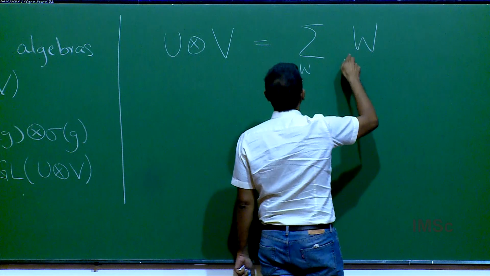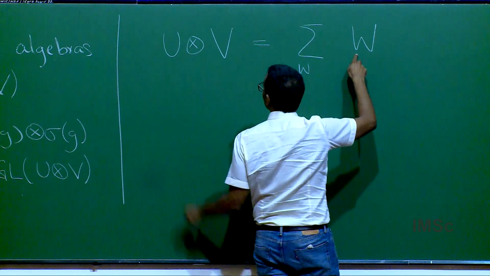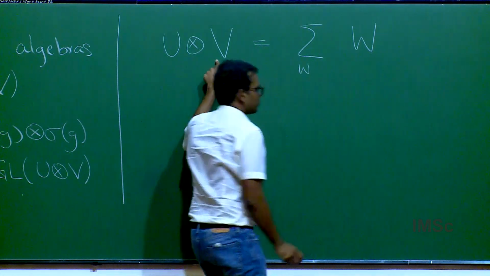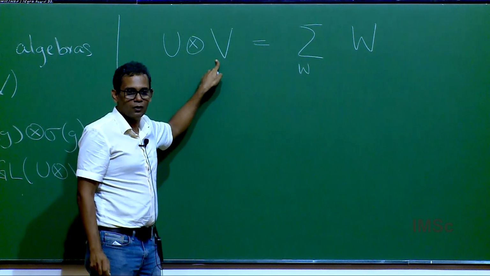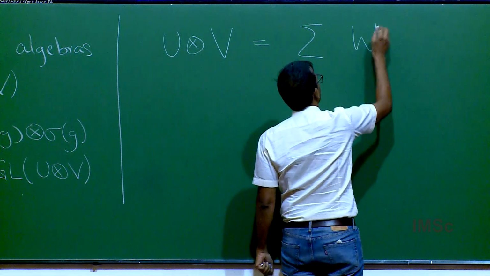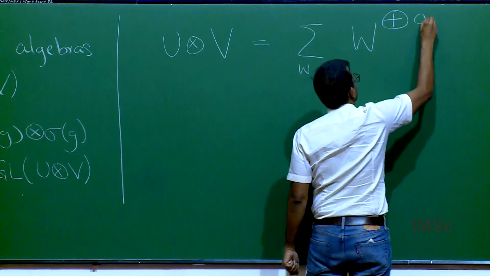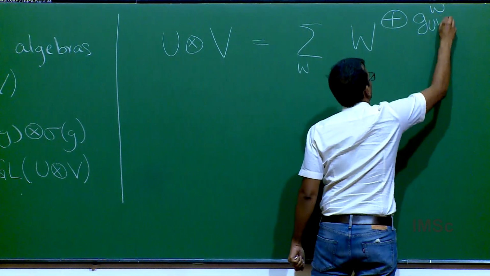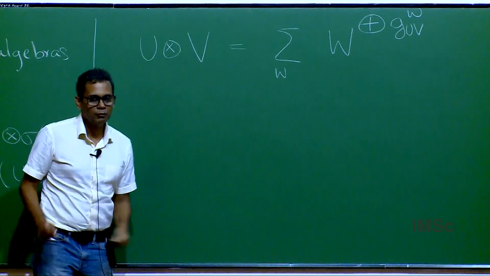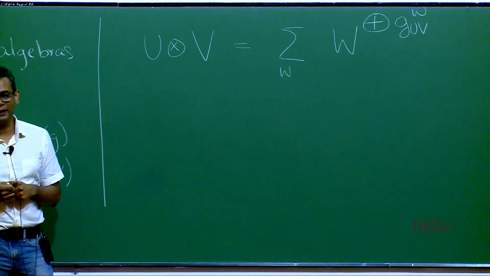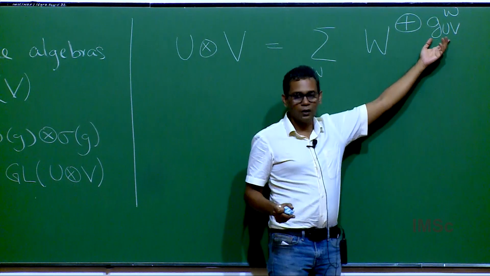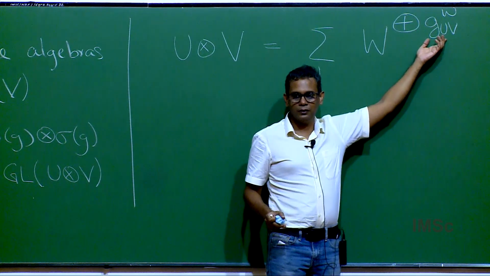And for each irreducible representation W, the number of times it occurs in the tensor product U tensor V is called a Clebsch-Gordan coefficient or a Kronecker coefficient. And I'm going to denote these by g(W, U, V). So here we are assuming all these U, V, and W are irreducible representations, and three irreducible representations determine a non-negative integer g(W, U, V).